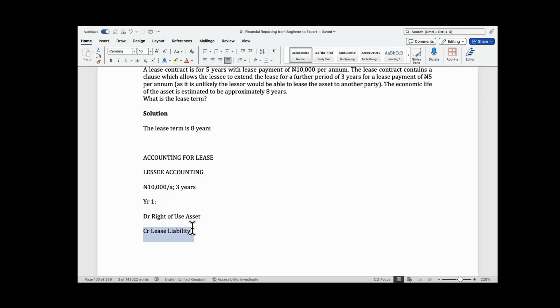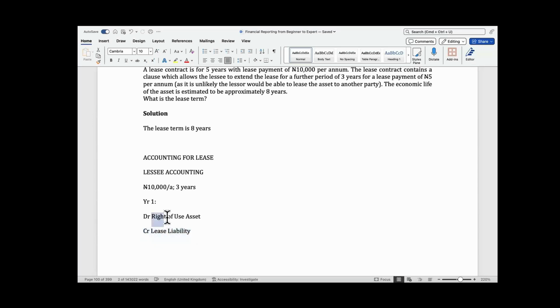Because it meets the definition of a liability, a present obligation to transfer economic resource as a result of past event. And a present obligation is a duty in which an entity has no practical ability to avoid. So that obligation exists right from the commencement of the lease. It exists, it's there. That's why we have to credit lease liability.